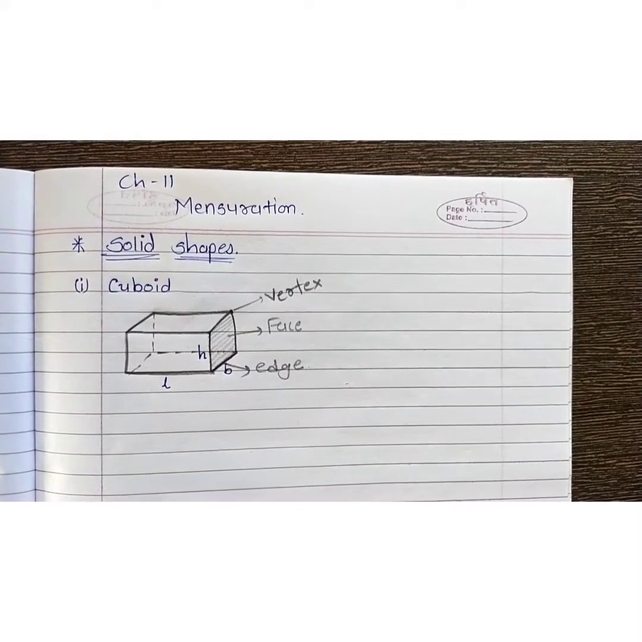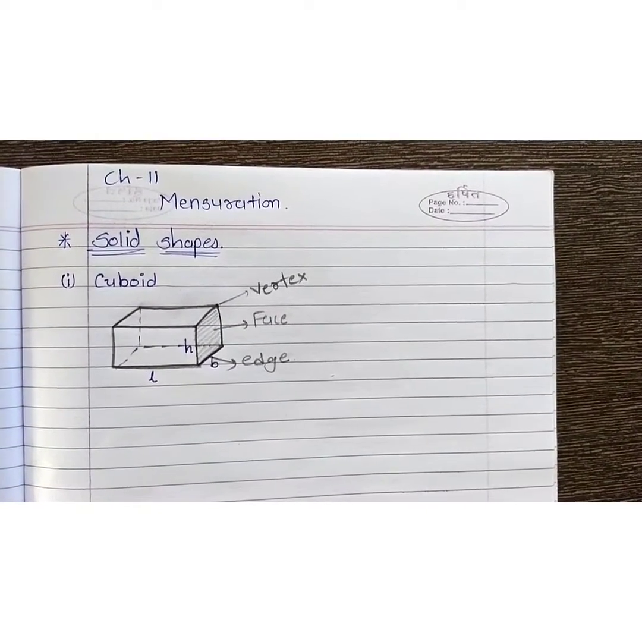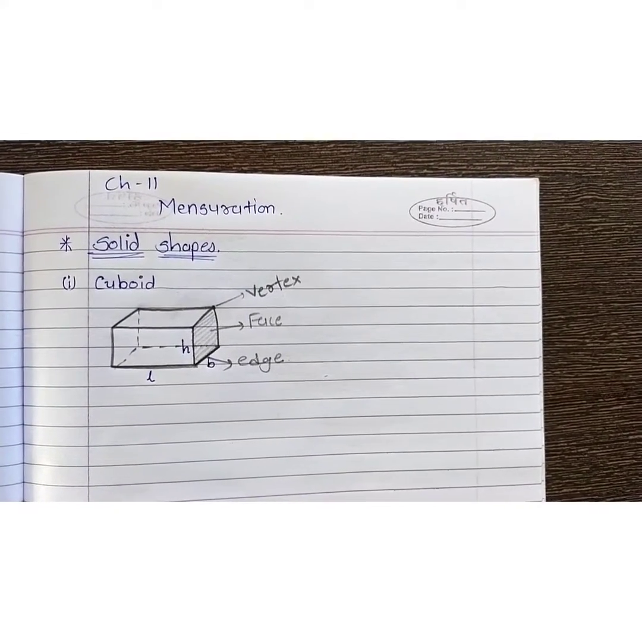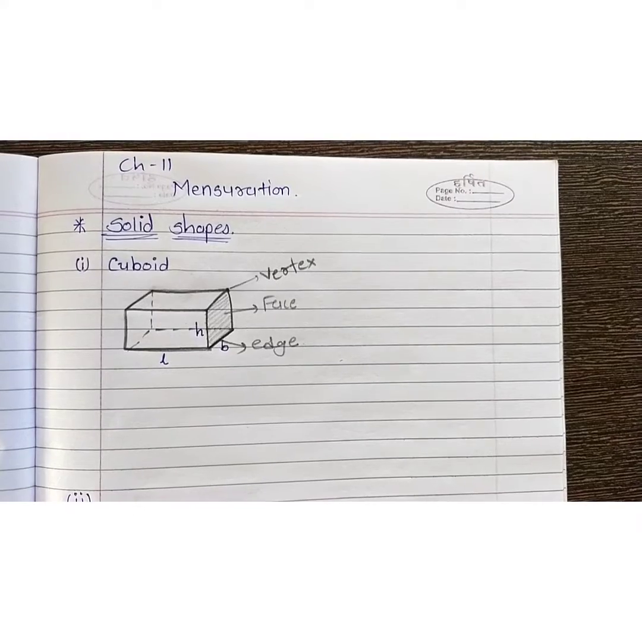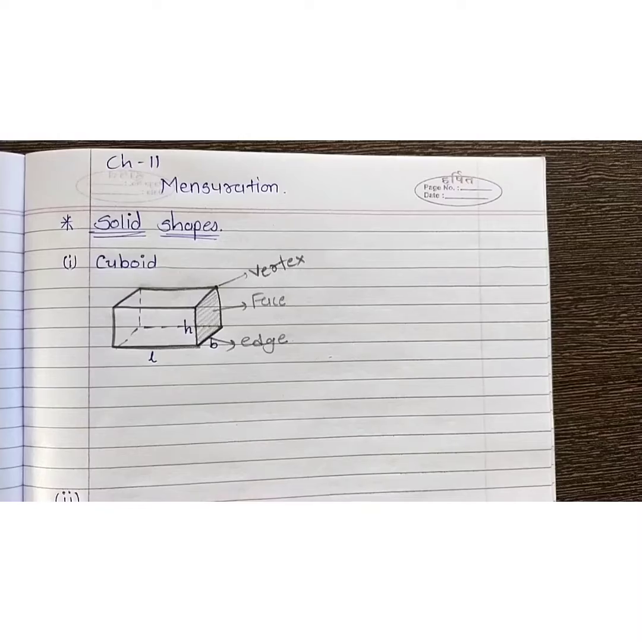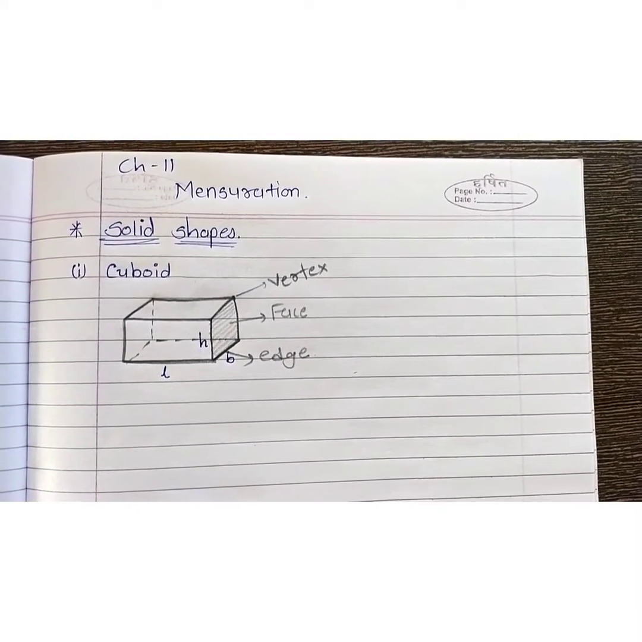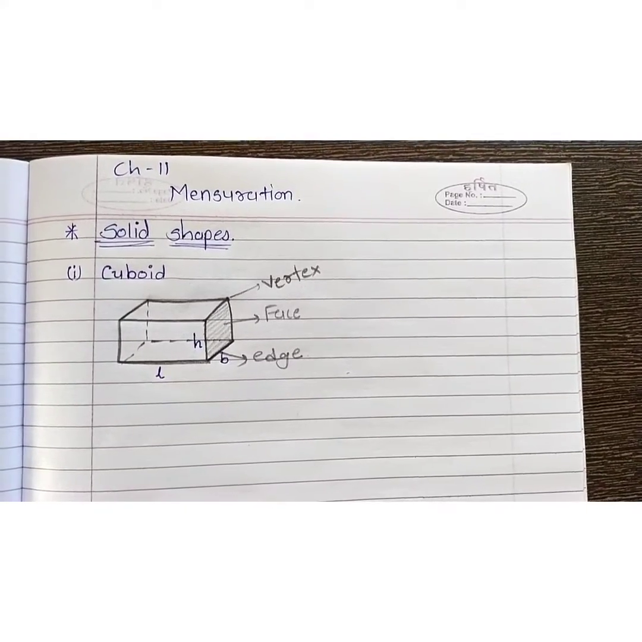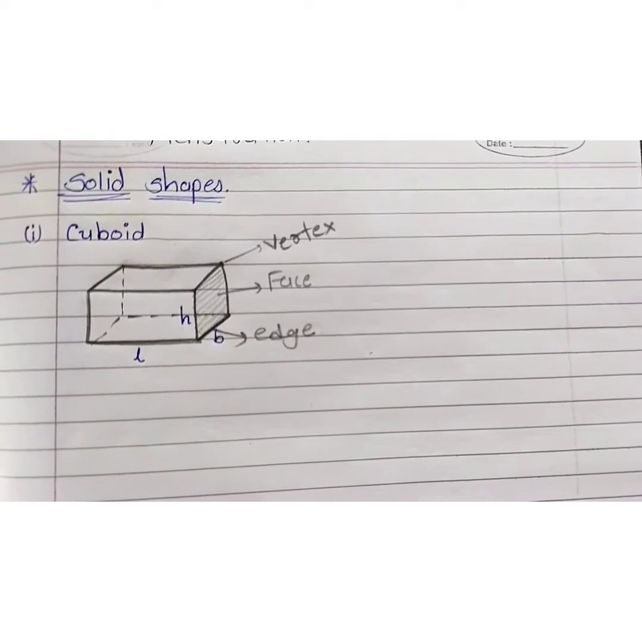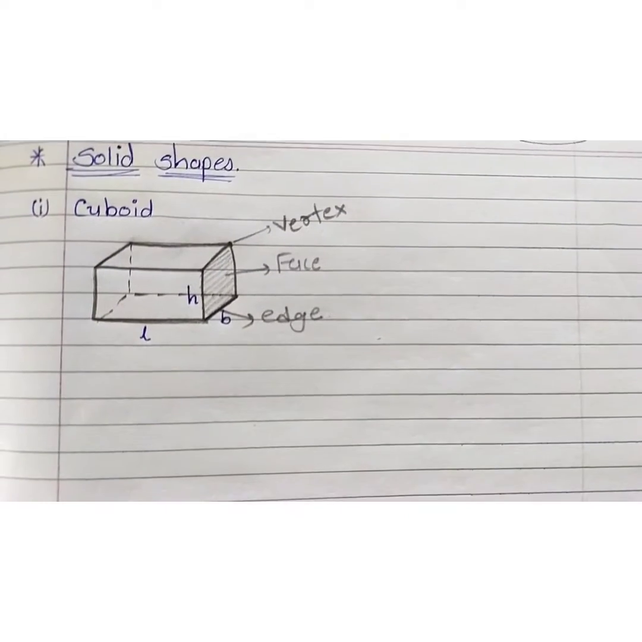So today in mathematics chapter number 11 mensuration, we are going further to the next topic, which is solid shapes. Okay, we know about all the shapes. ठीक है, जितने भी शेप की हाइट है, लेंथ है, ब्रेड्थ है, they all are called solid shapes. So here our first shape is cuboid. Okay, the cuboid has vertex, face and edges, which we studied in our previous standards.